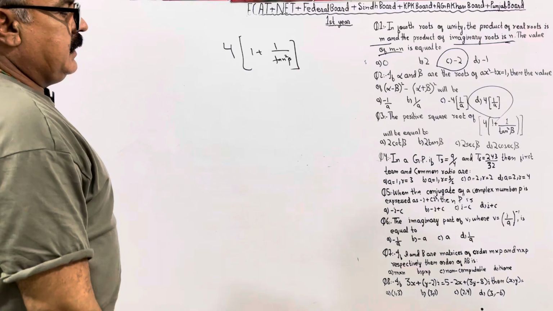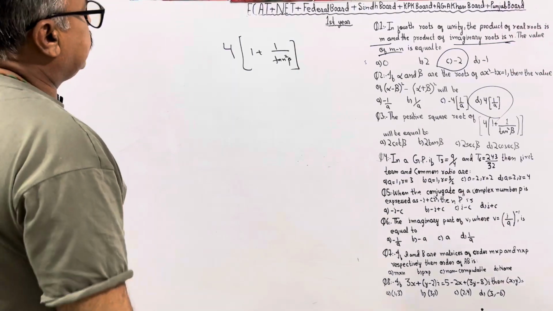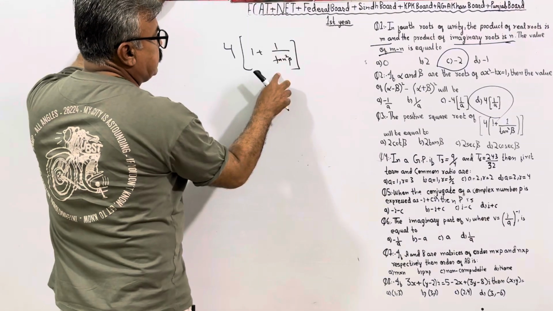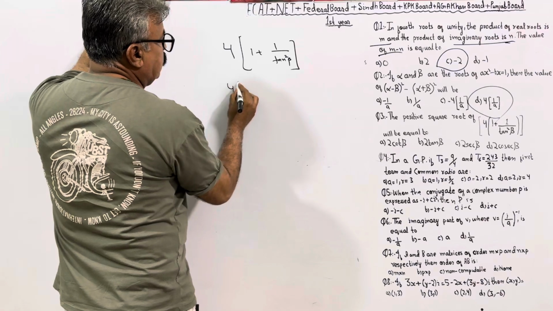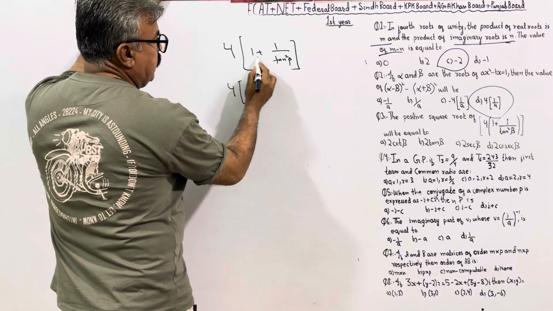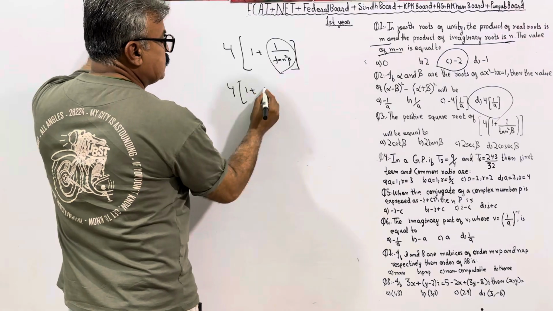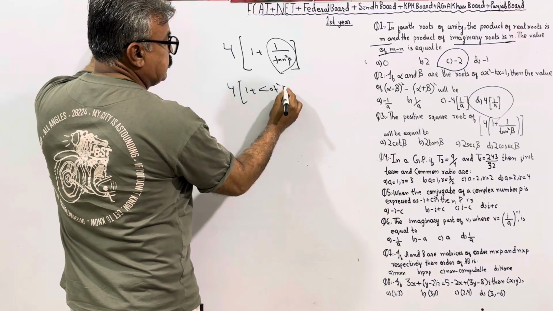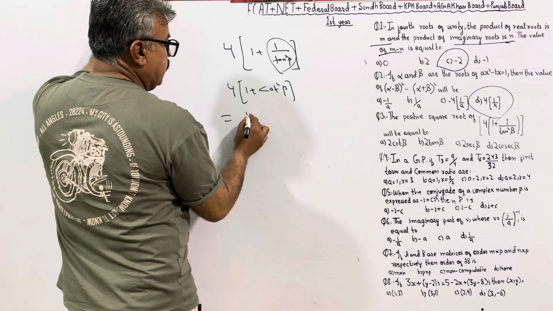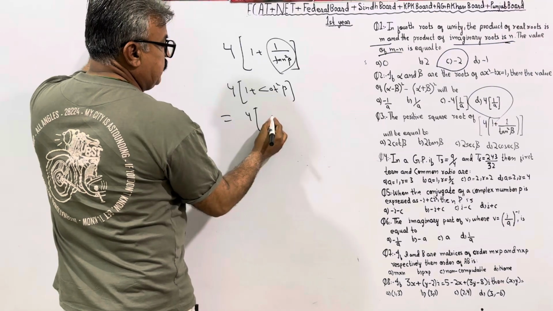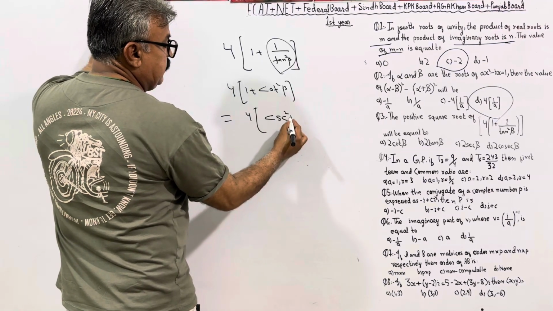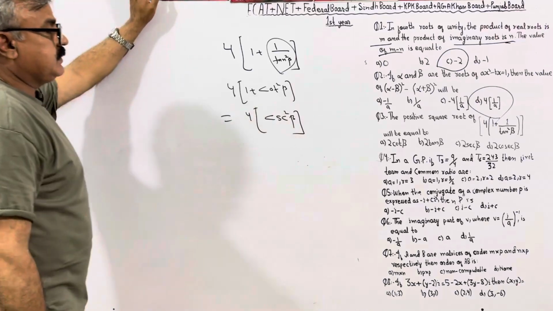There are two to three methods to solve this. Just 1 over tan square beta is equal to what? 4 times 1 plus the reciprocal of tan, which is cot, so 1 plus cot square beta. From a simple identity, 1 plus cot square beta is equal to cosec square beta.